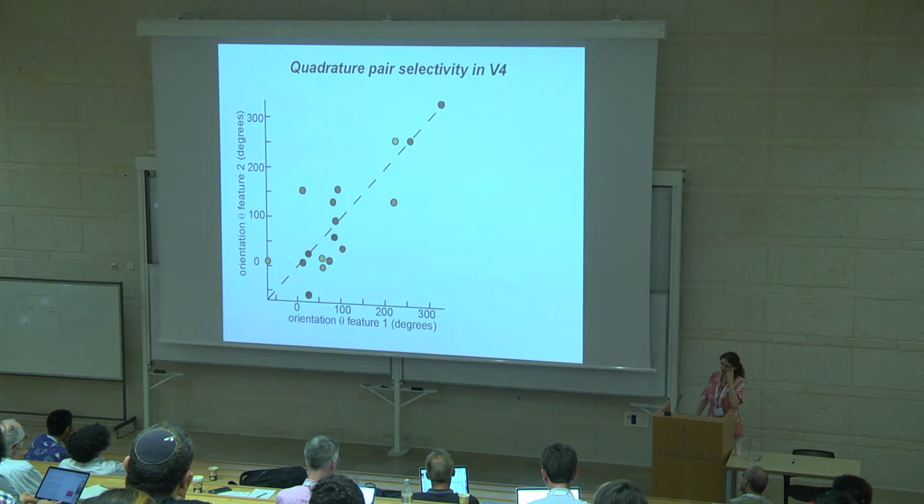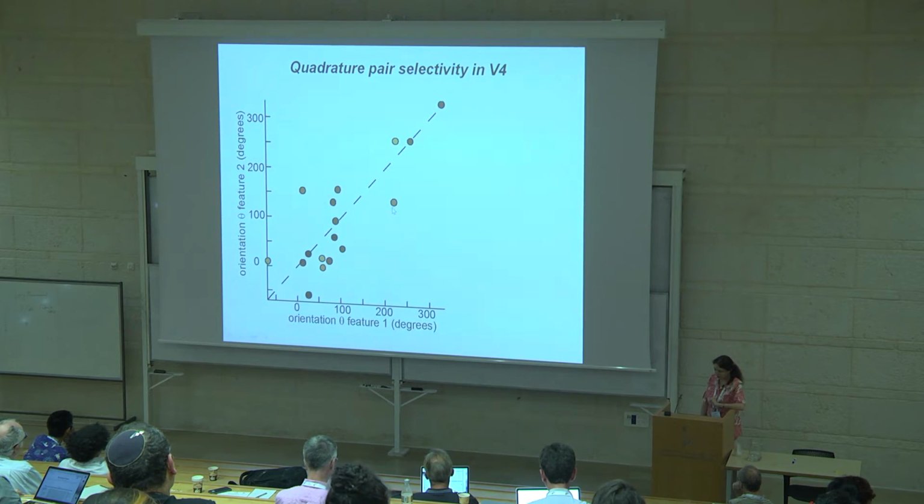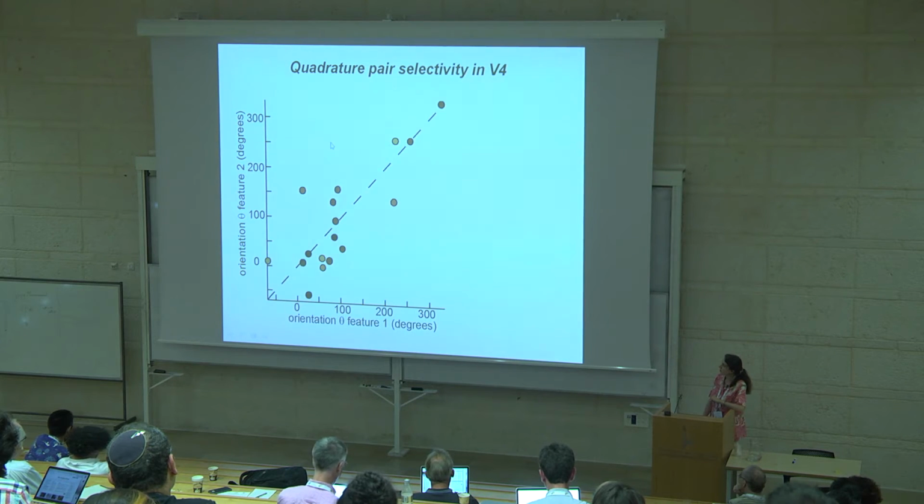After showing you example neurons, I'm showing you some population data where each point is a pair of features for real V4 neurons, and I'm plotting the orientation of feature 1 versus the orientation of feature 2 to show that they're correlated.